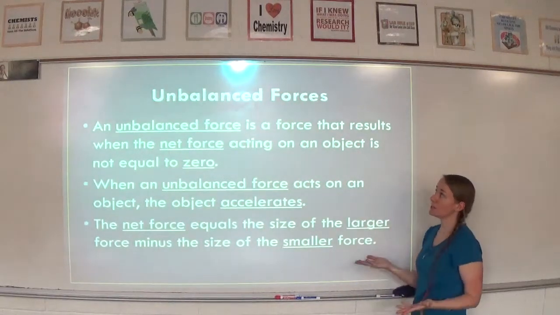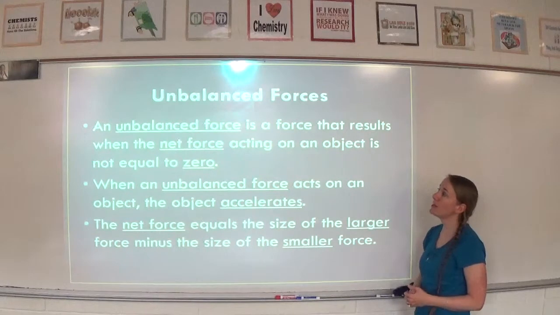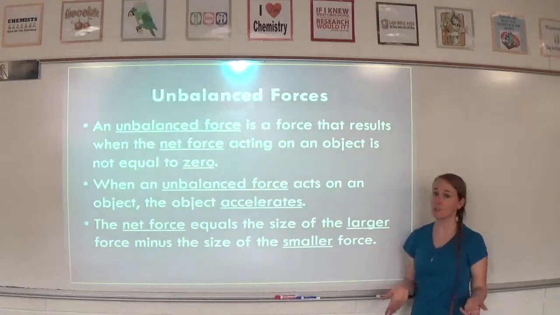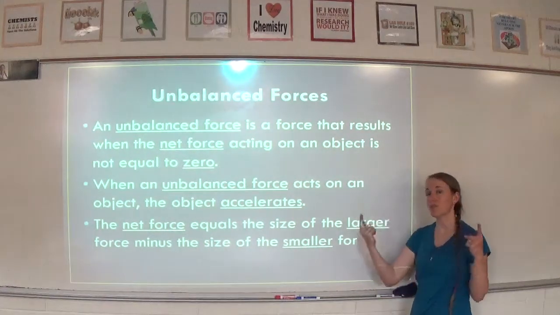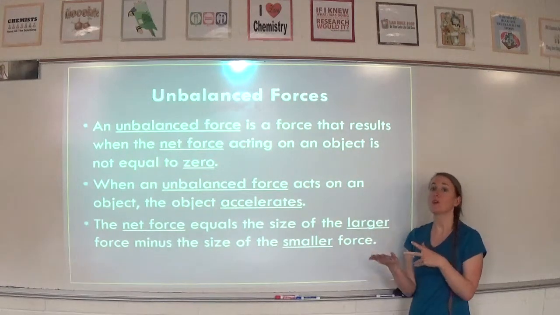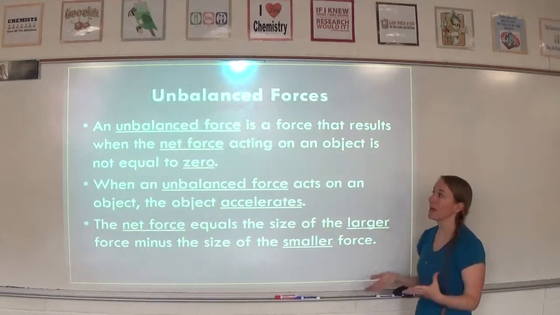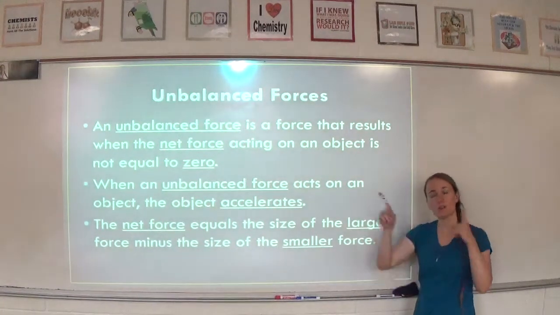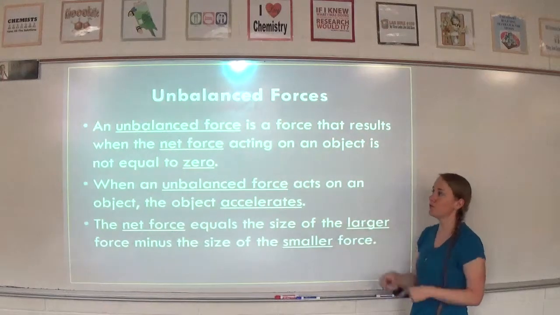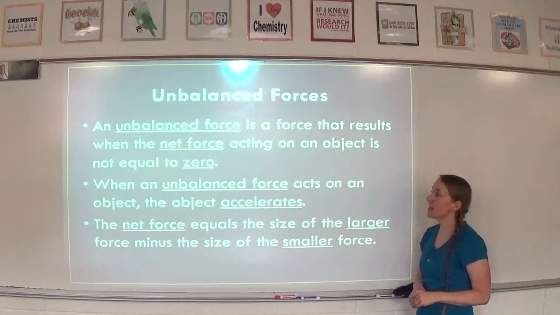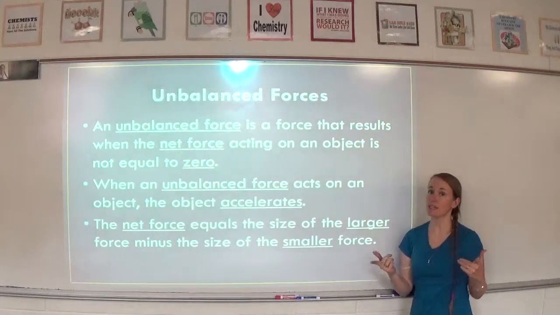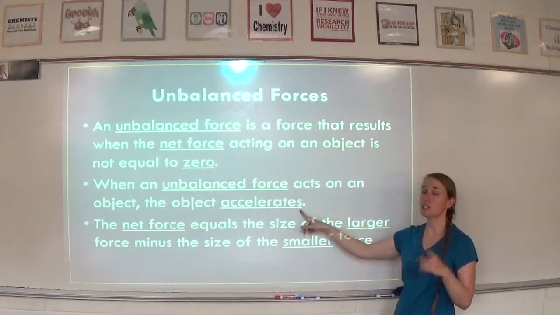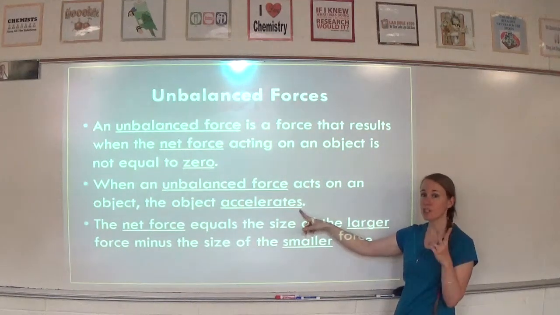So an unbalanced force is a force that results when the net force acting on an object is not equal to 0. So in this case, if we have opposite vectors, one of them is a larger magnitude, so we're going to have an overall force. Or if they're both in the same direction, we'll have an overall force. When an unbalanced force acts on an object, the object accelerates. Now remember, acceleration is a change in speed, direction, or both.